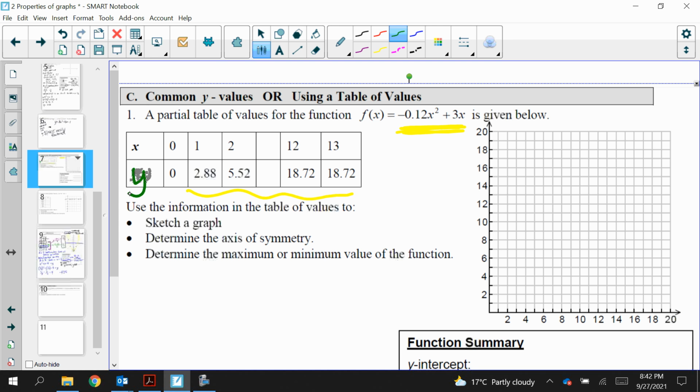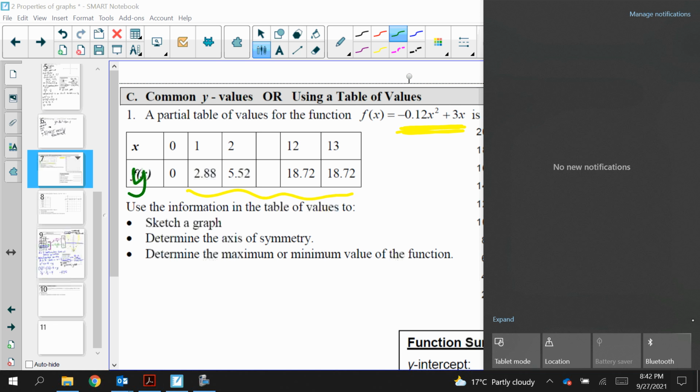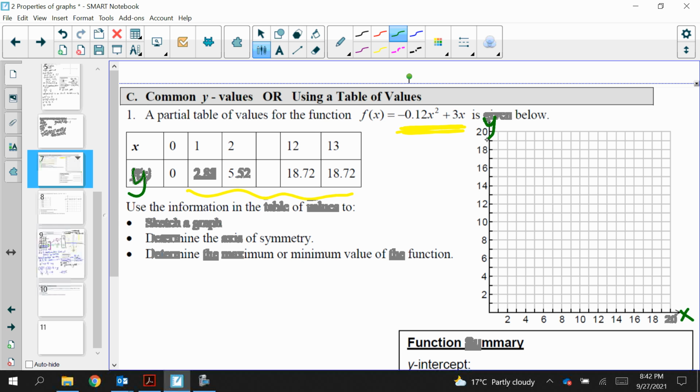So what we can do is use the information in the table of values to sketch a graph. You can just plot your points along here. Your x-axis is along here, the y-axis is up. So we have a point at (0, 0). We have a point at x equals 1, y equals 2.88. We have a point at x equals 2, y equals 5.52.